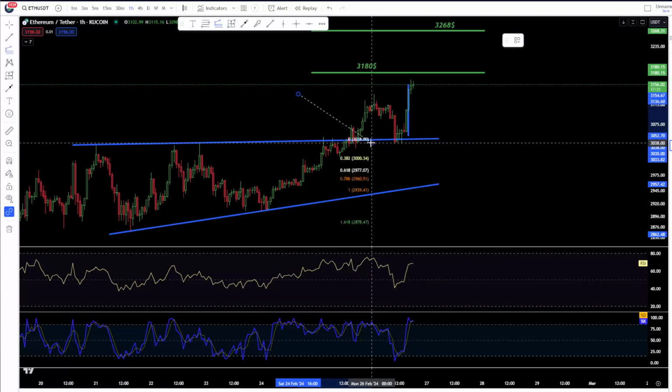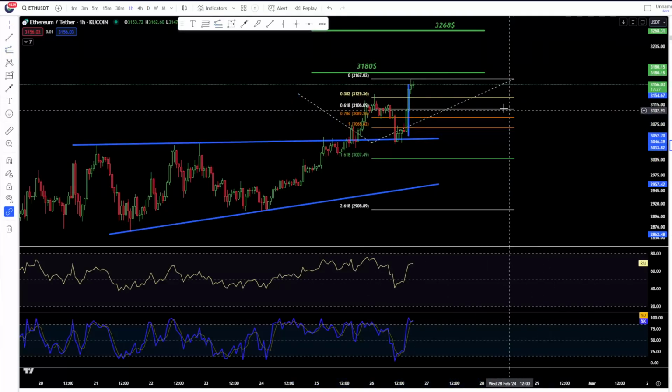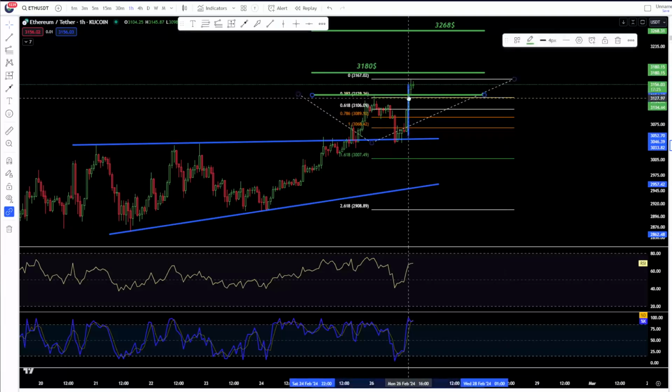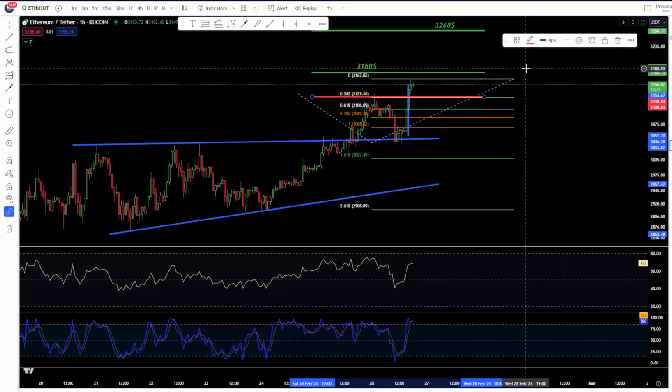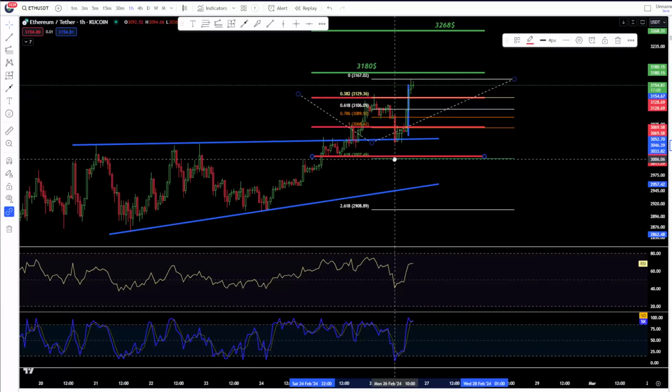Looking the other way, we can similarly mark the places where the price should encounter support when the price starts to turn around. And here we can see the first support at the level of $3,128, but further we can have a quick return to the channel around the price of $3,008.